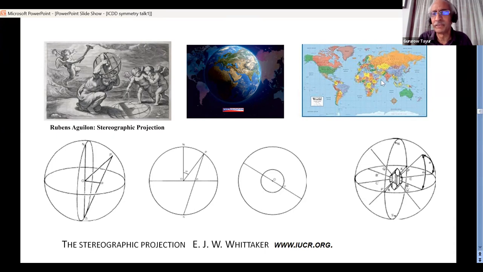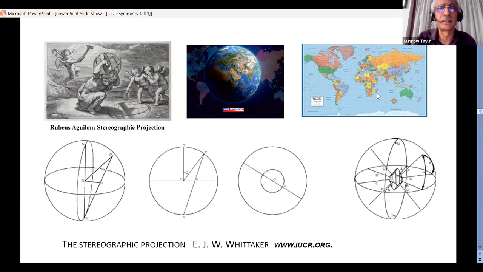And the United States was much, much smaller. India was very small. And of course, the United Kingdom hardly appeared. It appeared as a spot. So the projection, therefore, has to be done in such a way that we get an undistorted picture.